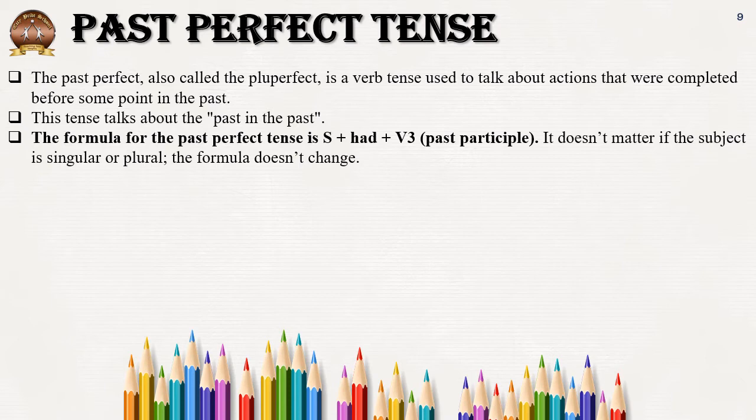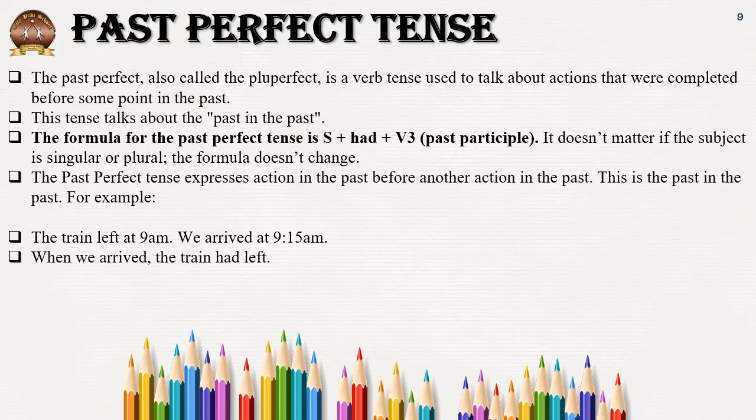See, are you recalling the present perfect tense? It was has and have. Yes, so had is the past of has and have. So here we don't have to take the headache of checking whether it is singular and plural, because had is common in both, and V3 is also common in all perfect tenses. You will find the use of V3, that is the past participle form of the verb. It doesn't matter if the subject is singular or plural, the formula doesn't change, I just told you.